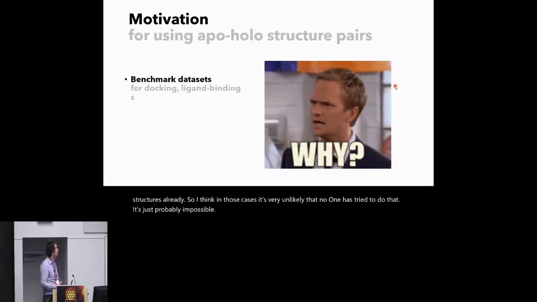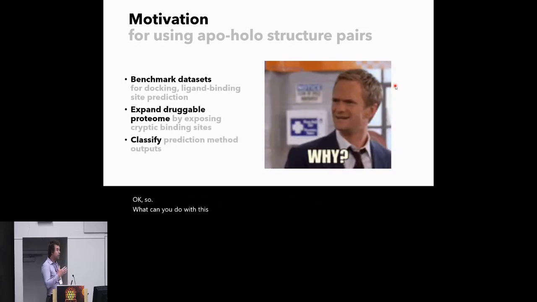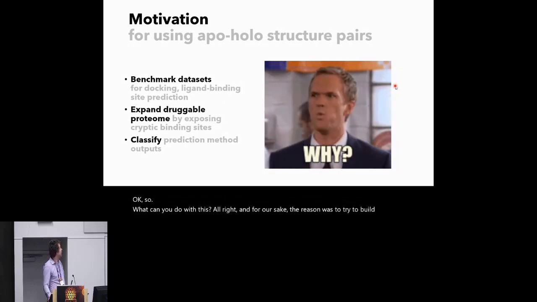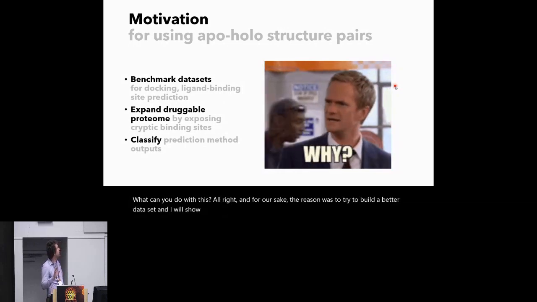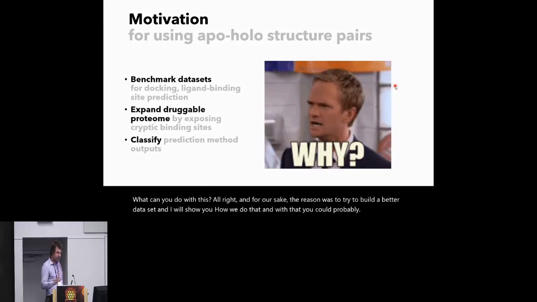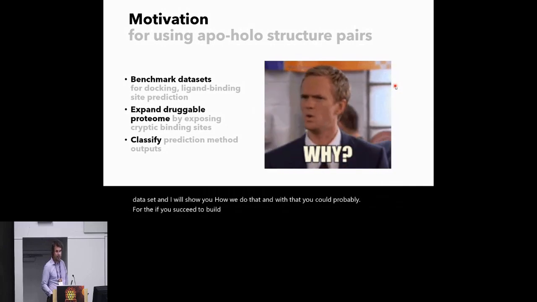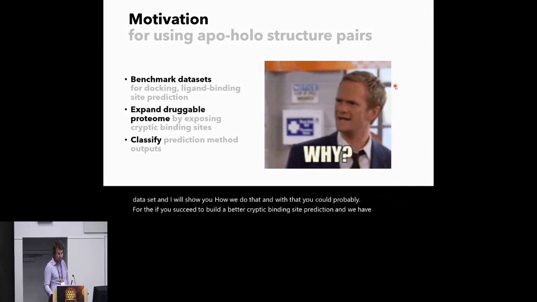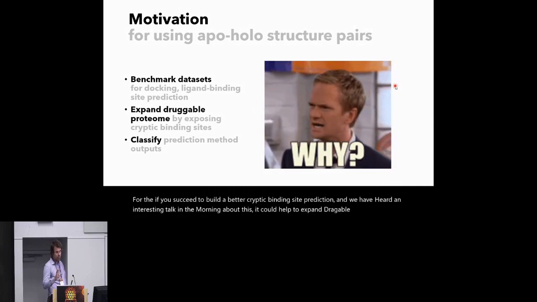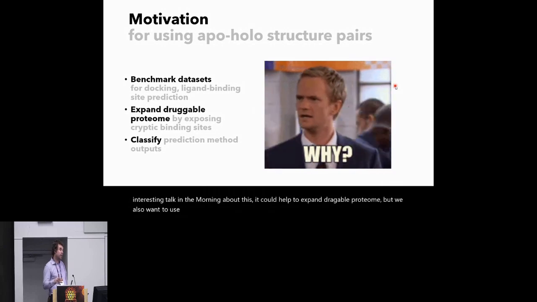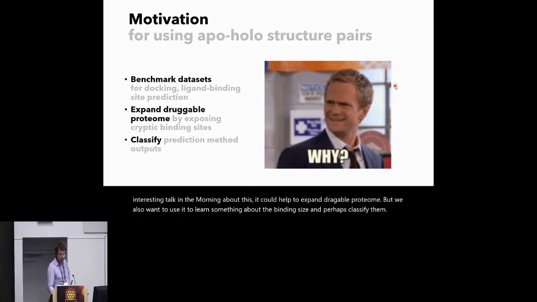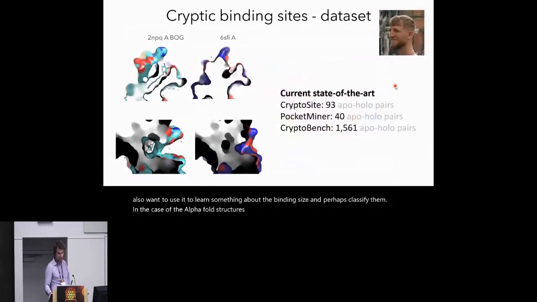Okay, so what can you do with this, right? For our sake, the reason was to try to build better data sets, and I will show you how we do that. And with that, if you succeed to build a better cryptic binding site prediction, and we have heard an interesting talk in the morning about this, it could help to expand the druggable proteome. But we also want to use it to learn something about the binding sites and perhaps classify them in the case of the AlphaFold structures, and I will again talk about it in a while.